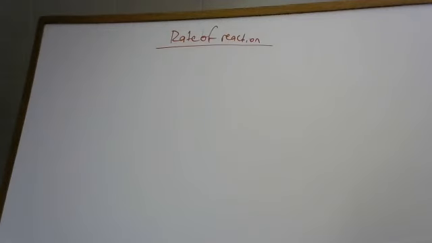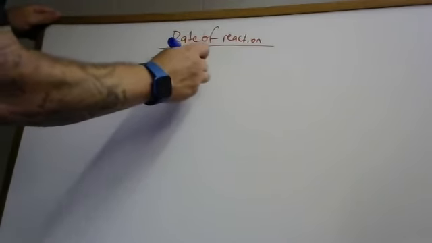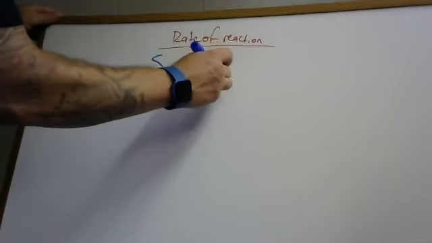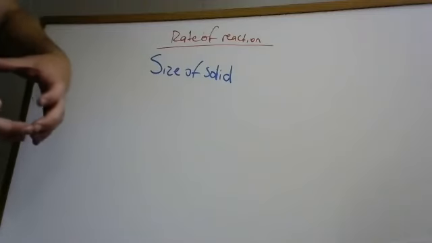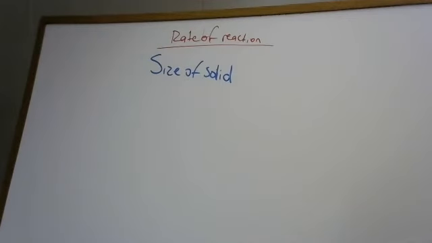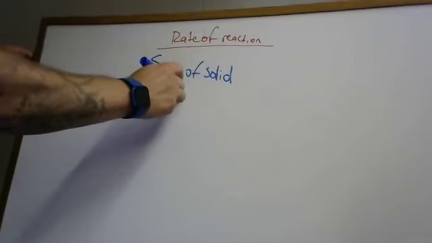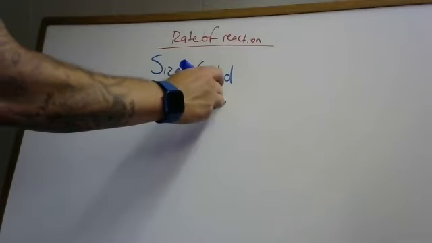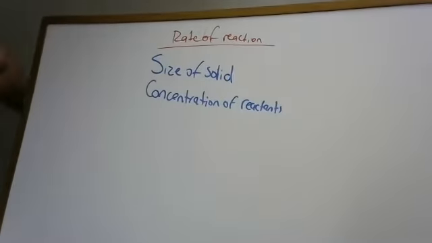Okay. So the biggest one, if you're using a solid reactant, is the size of the solid. That's because if you have one big block of sodium chloride that we're trying to react with something, it would react slower than if you ground that up into a fine powder. So concentration of the reactants: up to a certain point, the more reactants you have, the faster the reaction will progress.